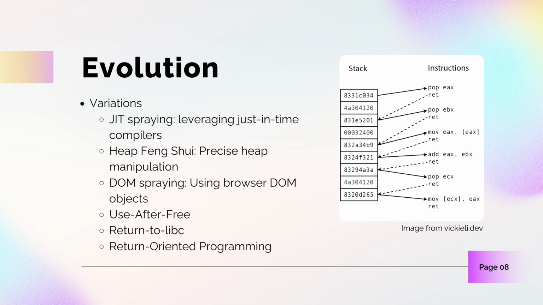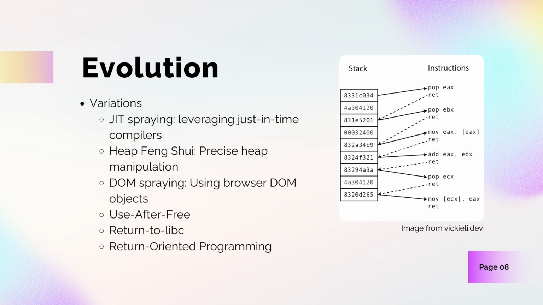As browsers began implementing basic mitigations, attackers responded with creative adaptations. One variation is JIT spraying, which targets just-in-time compilation in browsers and other runtimes. Attackers craft JavaScript code with specially encoded constants that, when compiled to machine code, produce patterns resembling shellcode.